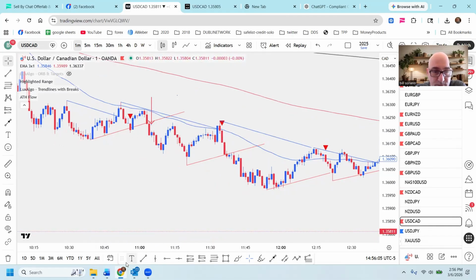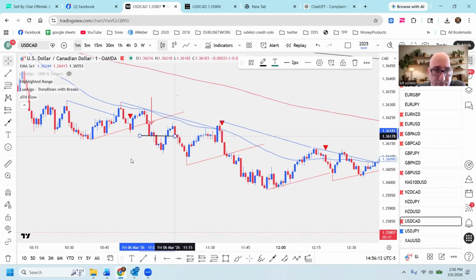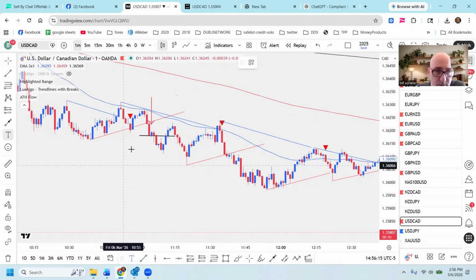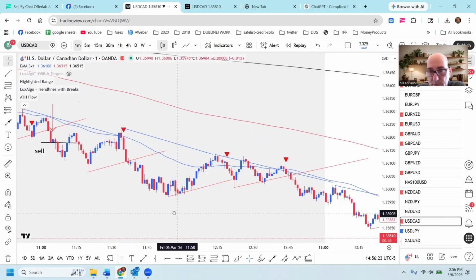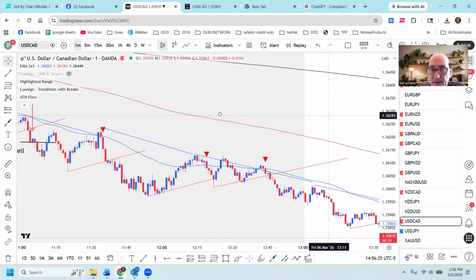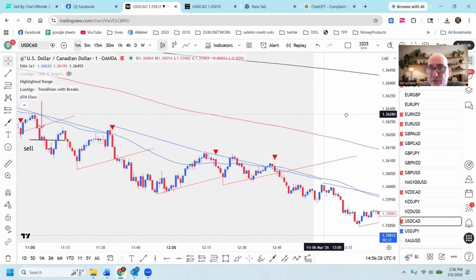Okay. And again, this confirmation candle is a little bit subjective, right? But you would want to sell right there. So that's where you would want to take that sell. Okay. And then price moves down and continues moving down, right? So very good trades today.